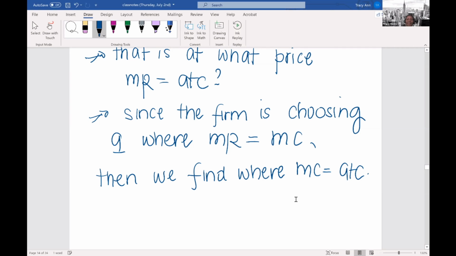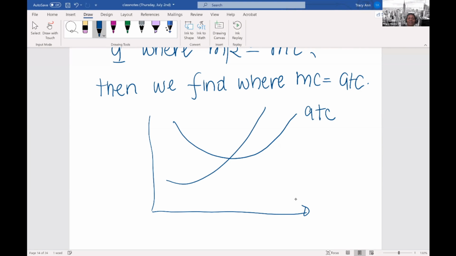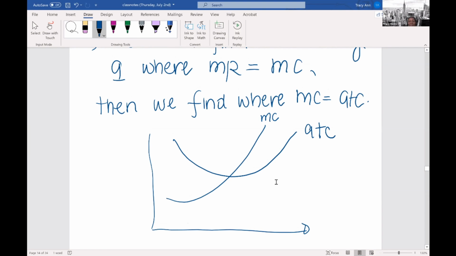In other words, if you look at that graph, so I don't have to scroll up, this is my average total cost. This is my marginal cost. Let's forget ABC for a second. I keep talking about price, and you have to remember that even though I'm saying price, it's price equal to marginal revenue. So the firm is always looking for marginal revenue equal to marginal cost.